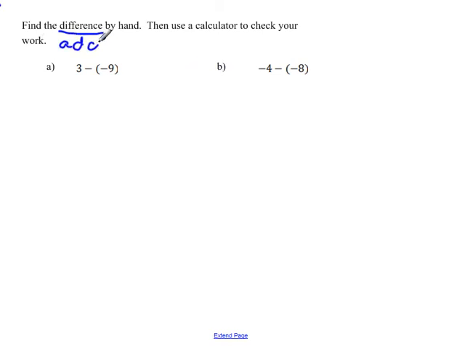So let me make that note, add the opposite. So instead of thinking 3 minus negative 9 for our first example, we're going to be adding the opposite. So our first number is going to stay the same. We're still going to use a 3, but now instead of subtracting, the subtraction is going to become addition. And we're going to add the opposite of whatever it was that was being subtracted. Well, what was being subtracted was negative 9. Its opposite is positive 9. So 3 plus 9 we know is 12.